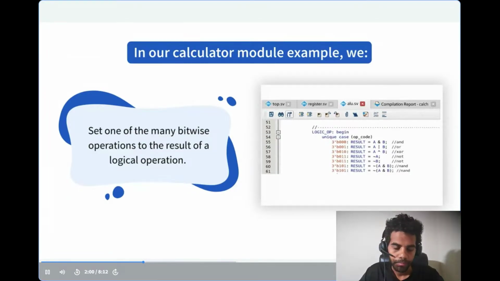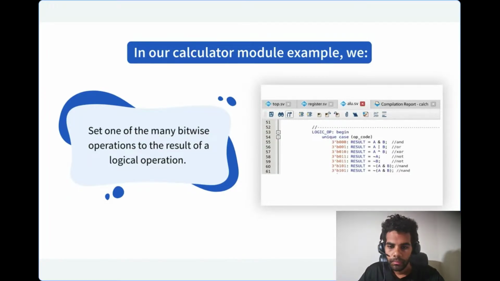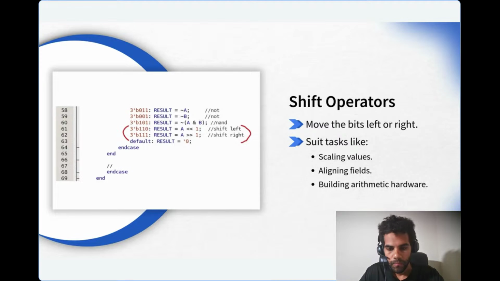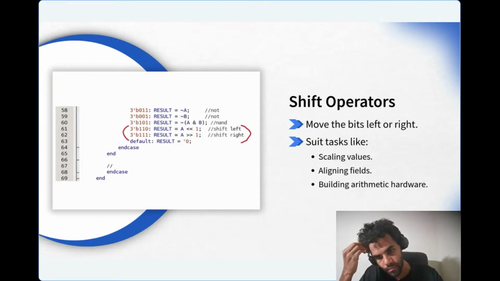Shift operators. So shift operators move bits left or right, and they are often used for tasks like scaling values, aligning fields, or building arithmetic hardware. Example from our calculator model. Then we have the conditional operators.